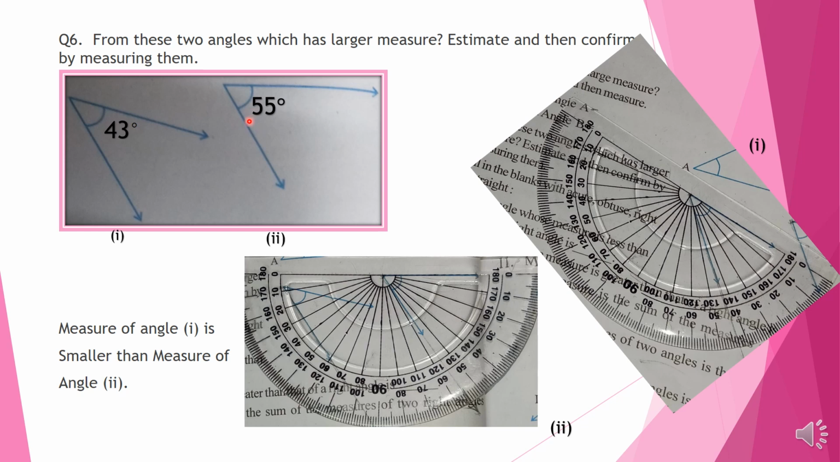And here you just write angle. Give a name for each angle: this is angle 1 and this is angle 2. Measure of angle 1 is equal to 43 degrees and measure of angle 2 is equal to 55 degrees. That way you can write it down. Okay children.